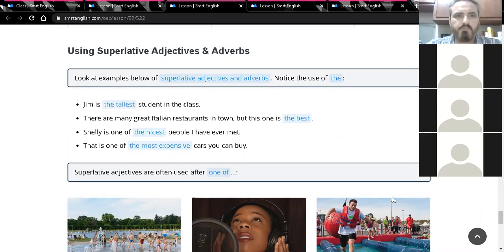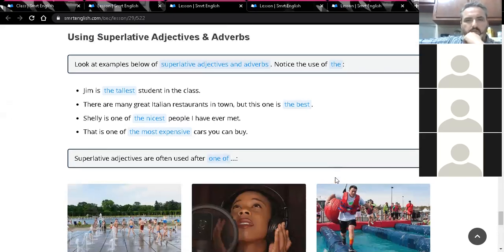Jim is the tallest. There are many great Italian restaurants in town, but this one is the best. You are saying that this restaurant, among the other Italian restaurants, is at the top, the best. Shelly is one of the nicest people I have ever met. Of course you have known many other nice people, but if you say that Shelly is one of, it means that there are many of the nicest people, but Shelly enters that category. That is one of the most expensive cars you can buy. So in the list of the most expensive cars, there's going to be that one. And it's going to be a short list probably.